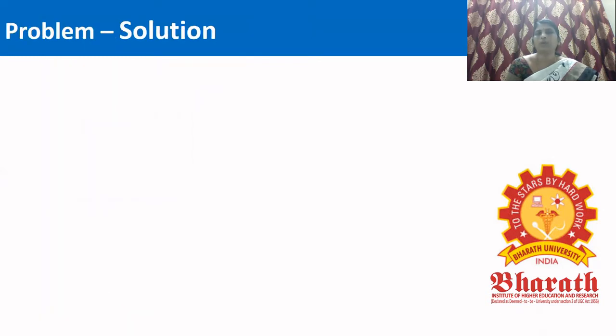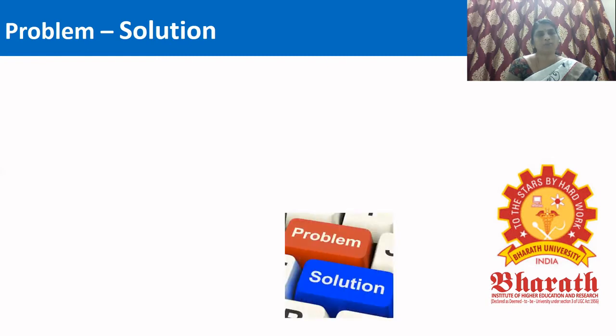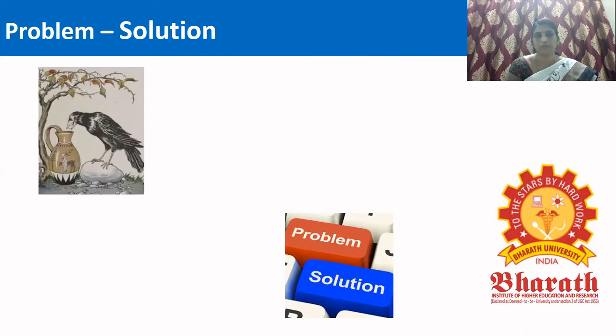First, we start with problem solution. In everyday life, we have problems and we need a solution for it. So a problem always needs a solution. For example, in the kindergarten story of the thirsty crow, there was a problem for the crow to get water from a jar. The solution was that it put stones in and the water came up, and there was a solution to its problem.